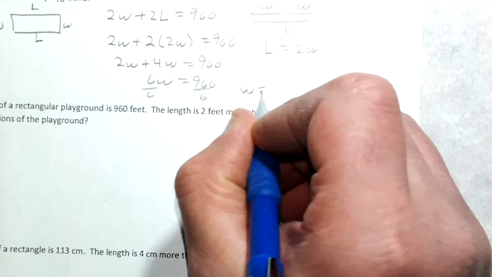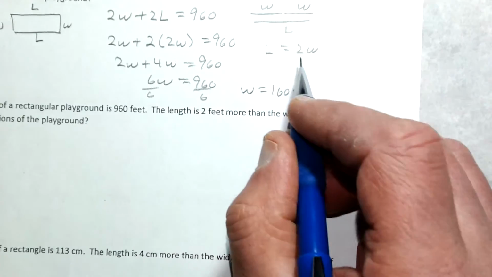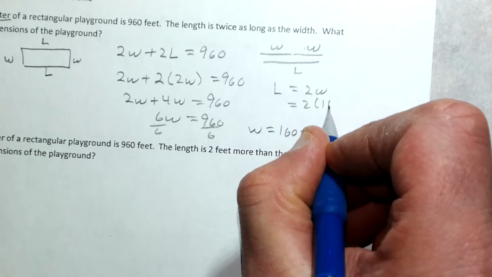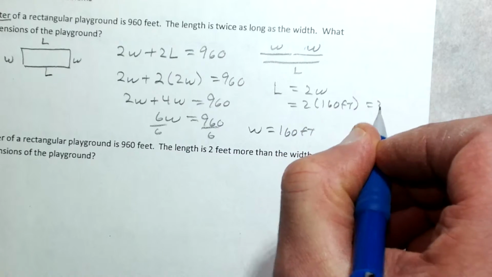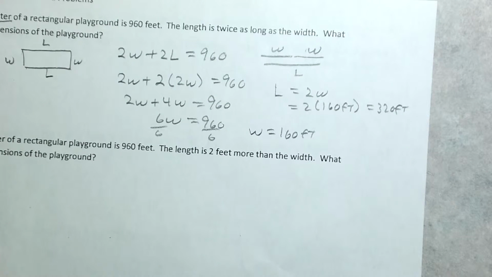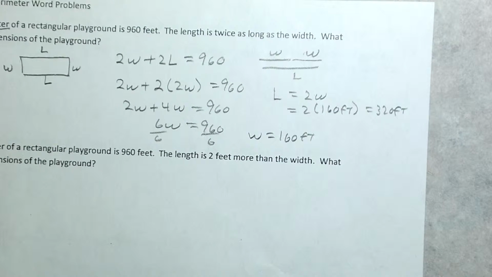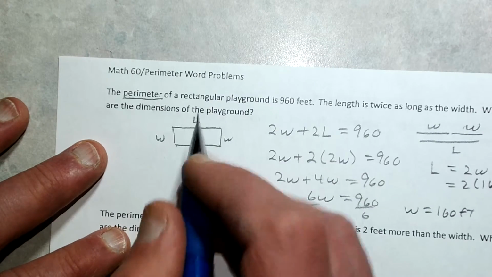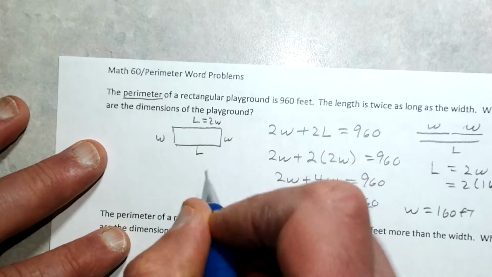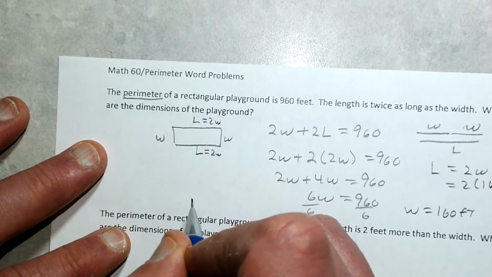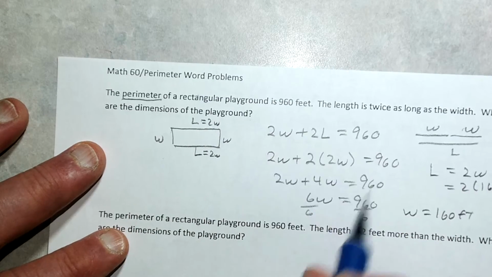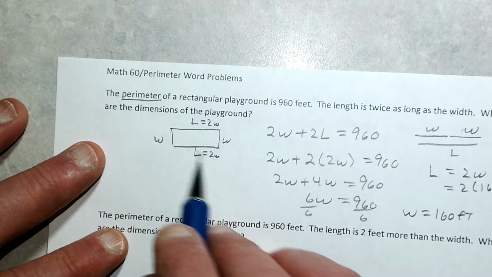So the width is equal to 160 feet, and since we know the length is twice as much, we could say here that the length is 320 feet. Now we have found the right dimensions that would give me a 960 foot perimeter. And by the way, why did we end up with 6w? Think about the fact that if this length is equal to 2w, and if this length is equal to 2w, I really had a total of w plus 2w plus w plus 2w. Now the math worked itself out for us to find 6w, but you could see it here as well on the picture.